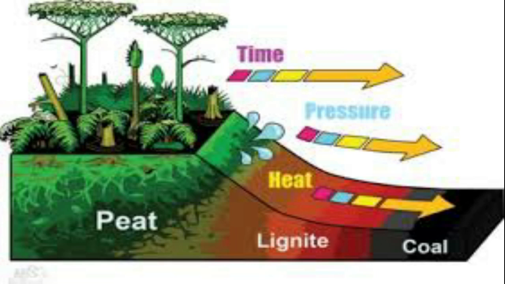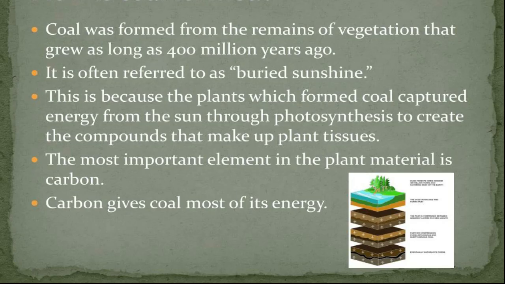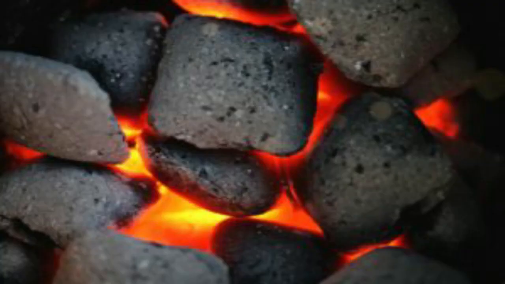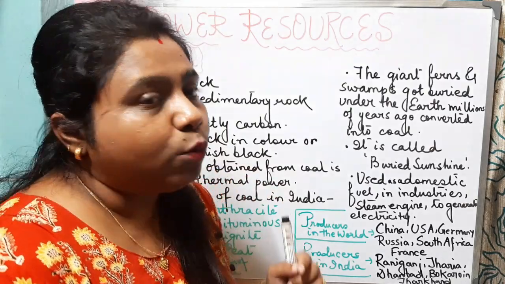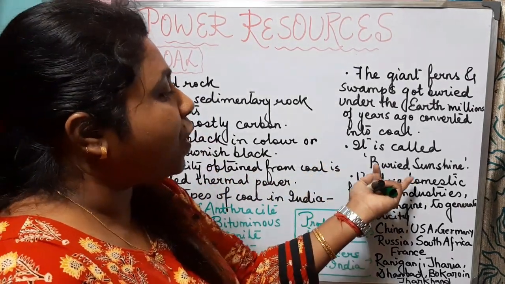So, why is coal regarded as buried sunshine? Coal is regarded as buried sunshine because it is buried deep under the earth. That means we find coal buried under the layers of earth, and when we burn the coal, we get heat and light that the plants have obtained through photosynthesis from sunlight. That is why we call coal buried sunshine. I hope all of you understood why we call coal buried sunshine.